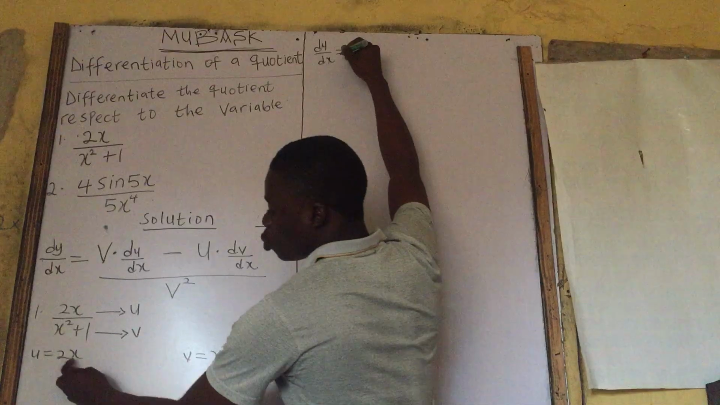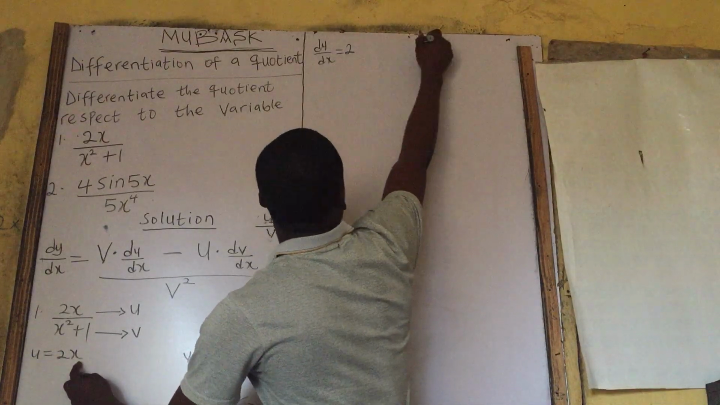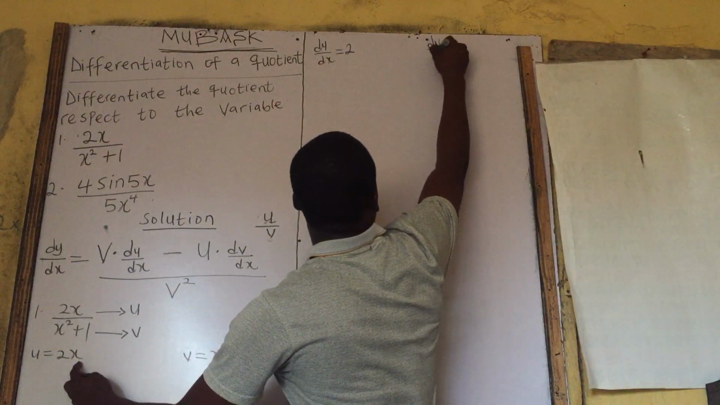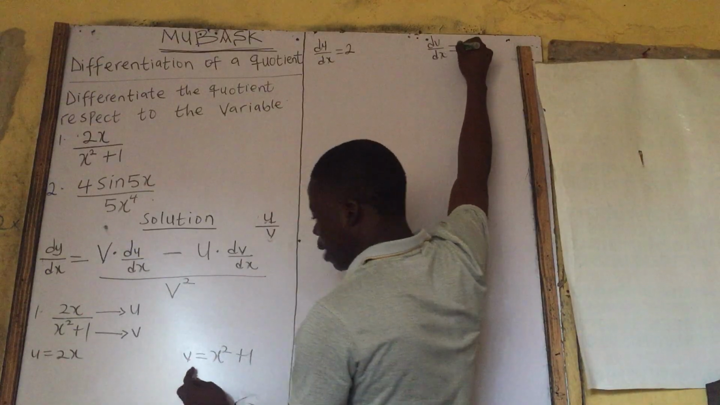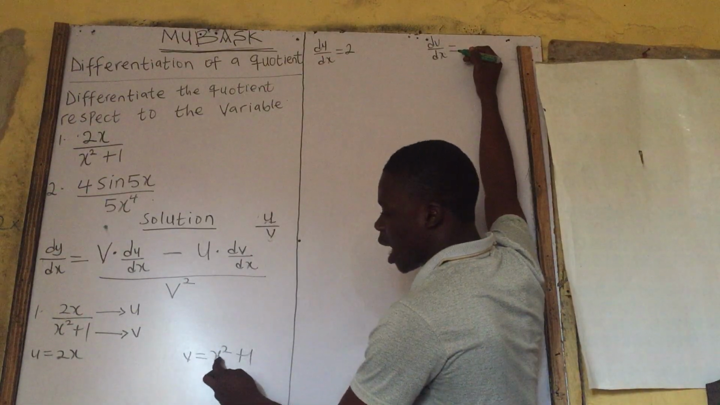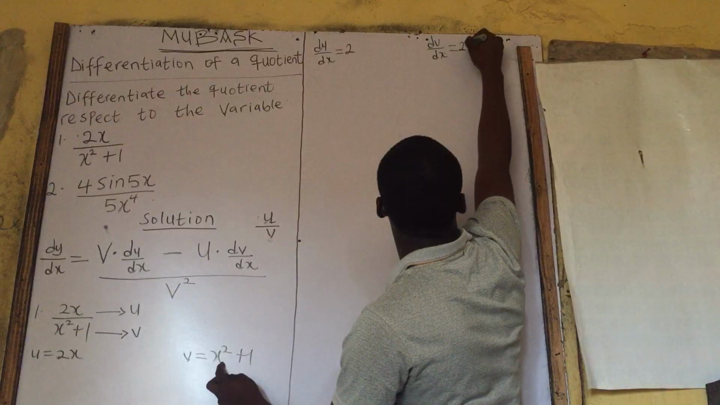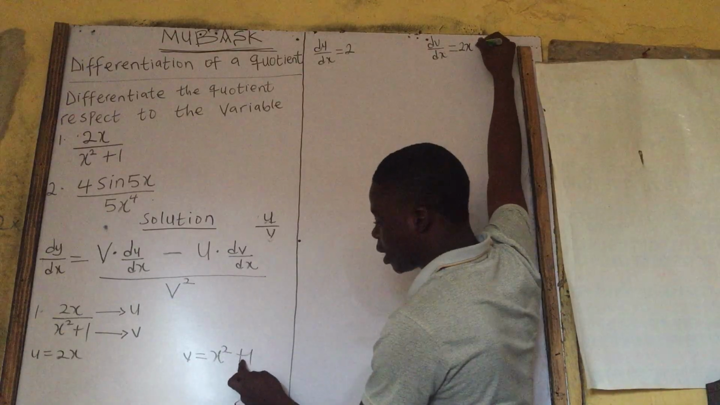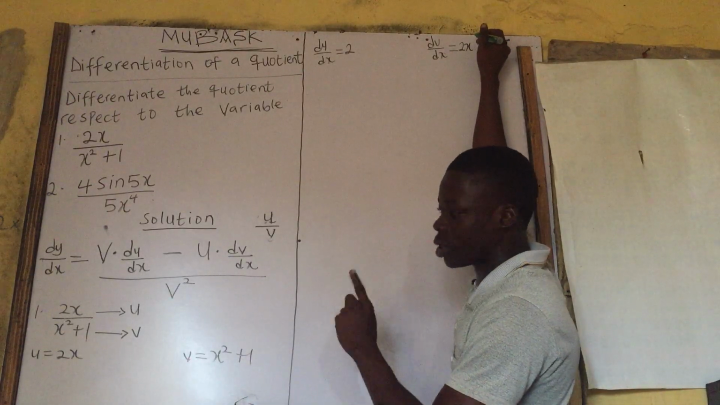Now, du over dx equals what? By differentiating 2x, it gives us 2. While dv over dx equals, by differentiating x squared, it gives us 2x, and differentiating 1, this is a constant, gives zero.